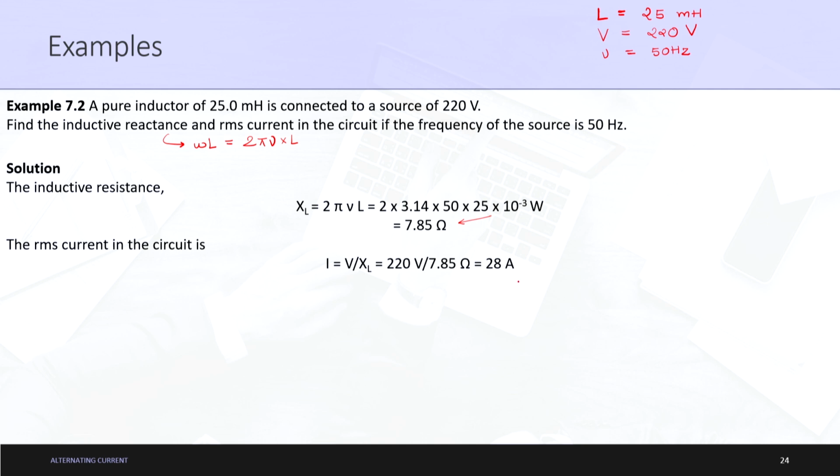So you know the value of XL and you know the value of V. The next question is to find the RMS current in the circuit. How do we calculate the RMS current? It is simple: capital I is equal to capital V by XL.